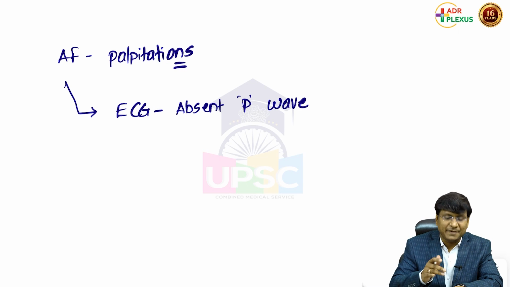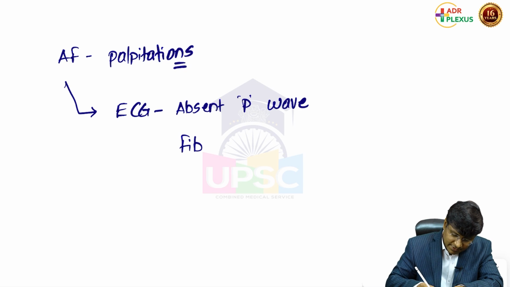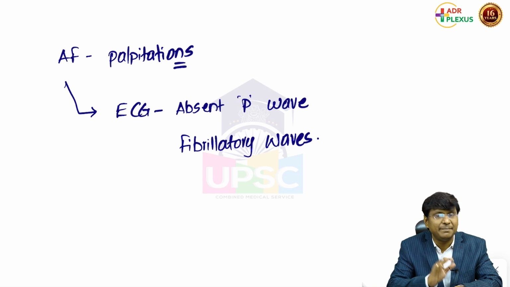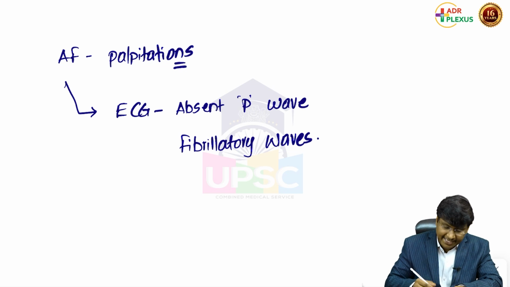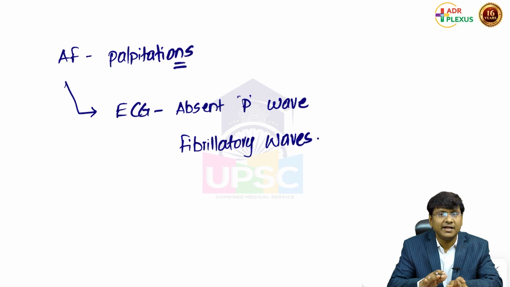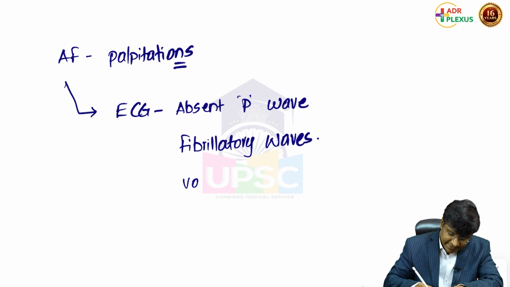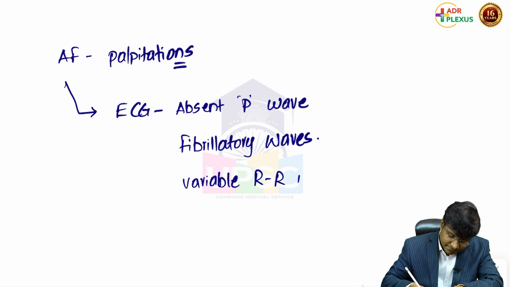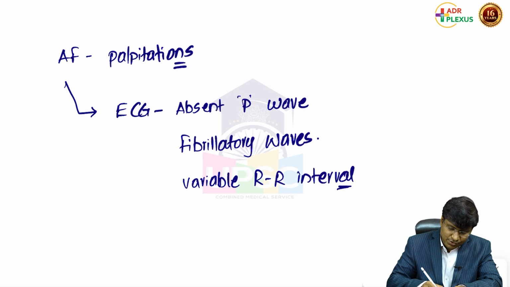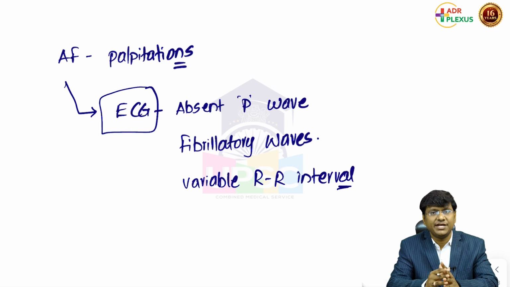In the place of the P wave, you will have the presence of fibrillatory waves. And how is the rhythm? It is an irregular rhythm, so they will have a variable RR interval. That is what you will observe in the ECG of a patient with atrial fibrillation, and this is how you will identify atrial fibrillation.